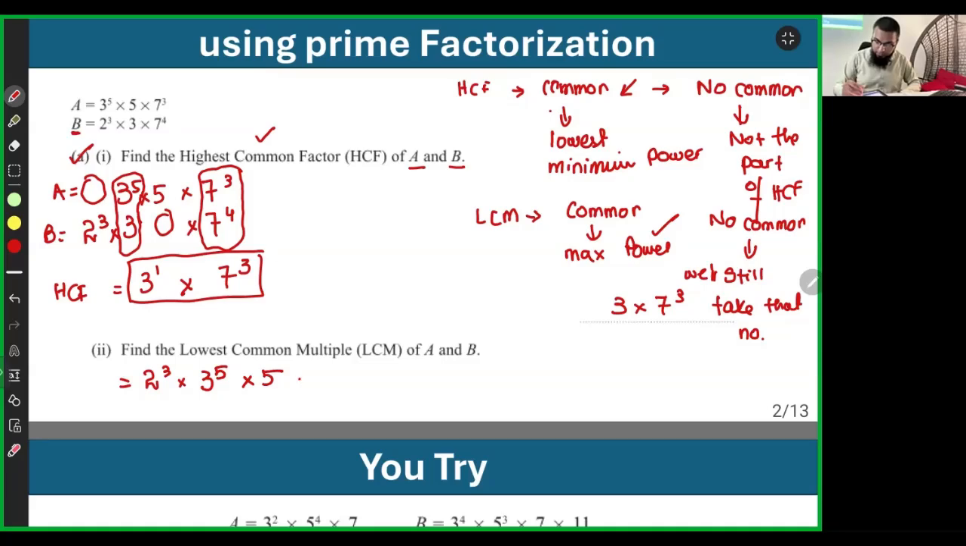Okay, what else? 7 cube and 7 4, so we'll pick 7 4. So this will be the LCM. Now you need to be clear that we have to pick the maximum power in LCM and the minimum power in HCF. ठीक है?